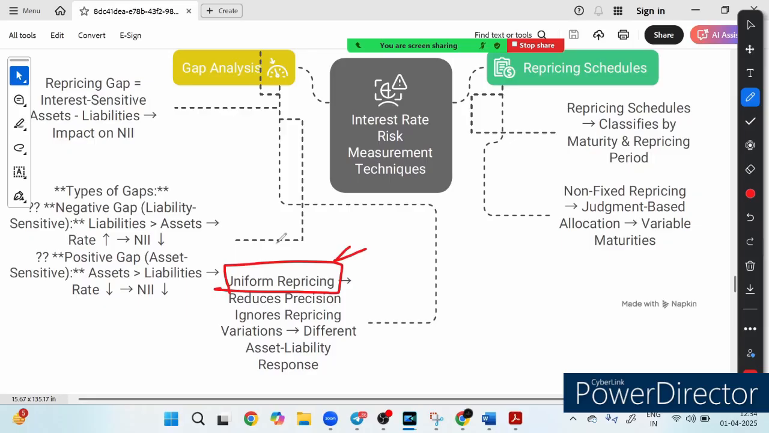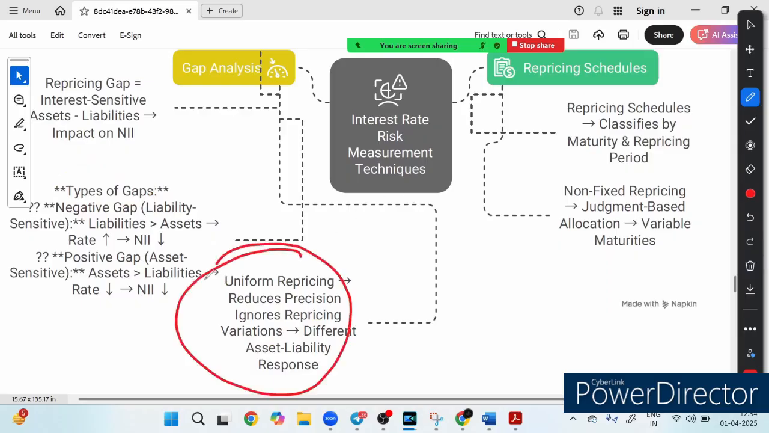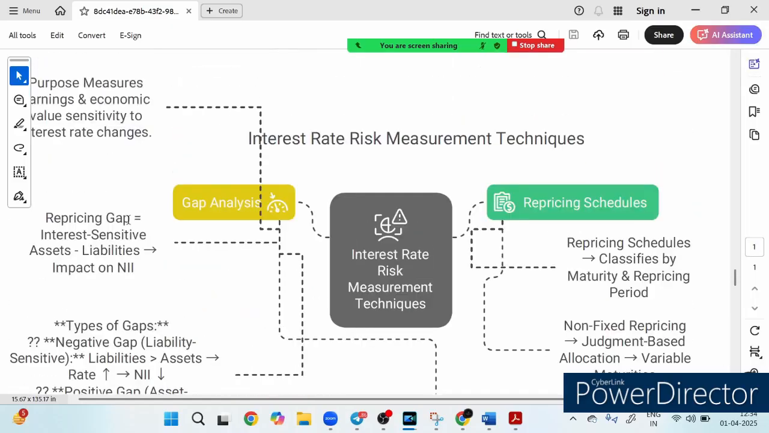So we have just seen the types of gap we have. Now we are discussing the limitations. First limitation, uniform repricing. Second limitation is that it ignores repricing variation across assets and liability, right? So it cannot fully capture interest rate risk complexity. Yes, it cannot fully capture. So whatever interest rate risk complexity we have is not fully captured by this gap analysis. So these are the limitations of gap analysis. I hope that makes sense to you, right?